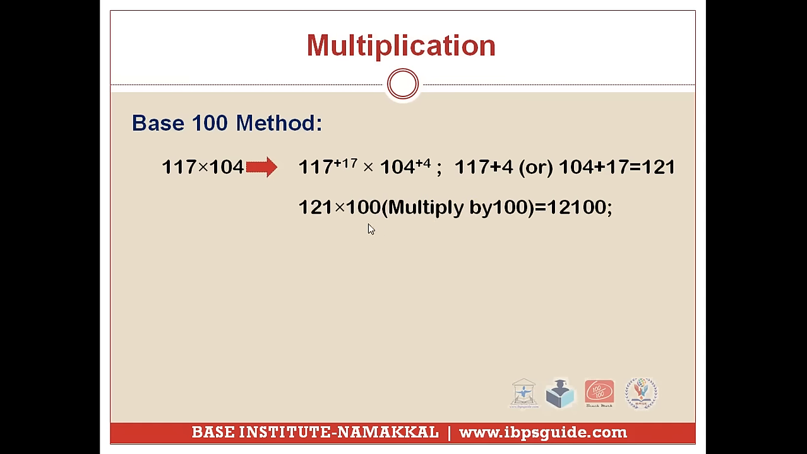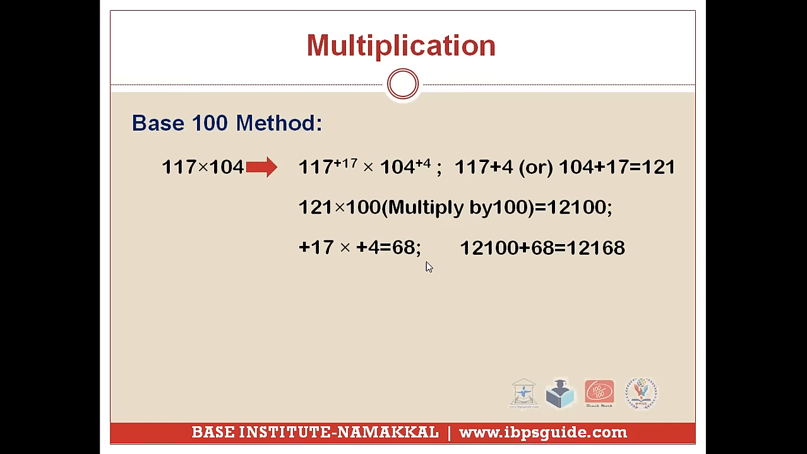We get 12,100. And then friends, we multiply the superscripts plus 17 and plus 4, and we get 68. Finally we add the resultant value 12,100 and 68, and we get the answer 12,168.